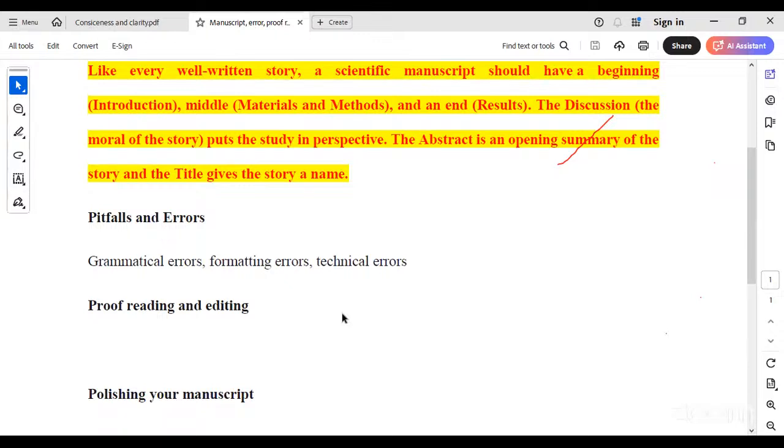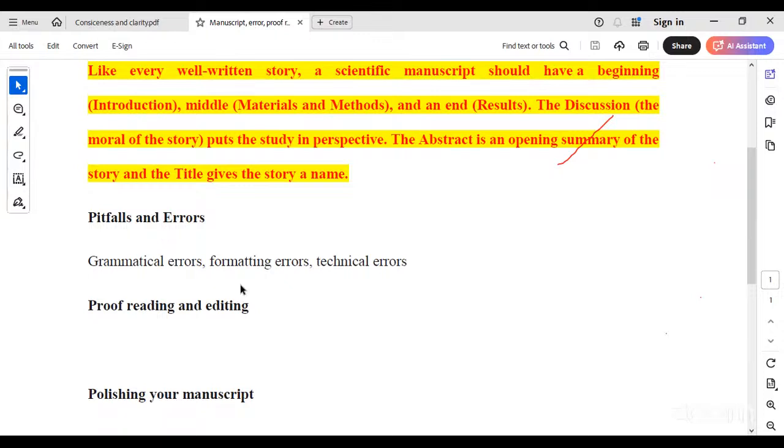First of all, I will clarify the grammatical error. In grammatical error, people may make errors in tense consistency, that is, inconsistent use of verb tenses within a sentence or paragraph. Punctuation errors are there, subject-verb agreement, and incorrect use of commas, semicolons, and other punctuation marks. So these are some examples of grammatical error.